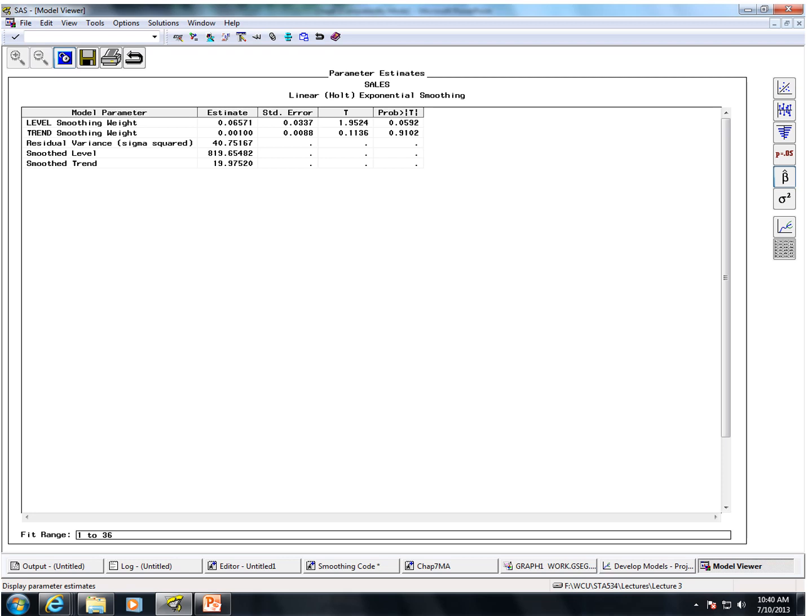And then we also report the smoothed level at time point 36. So if I were to estimate what sales are at time point 36, that would be 819. And then if I wanted to estimate them one time point out, I would add what they call the smooth trend. That's the growth rate. And again, that's about 20.